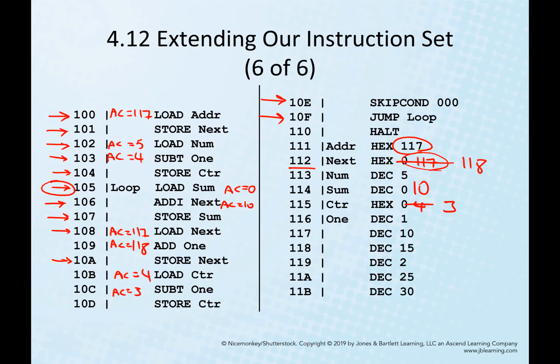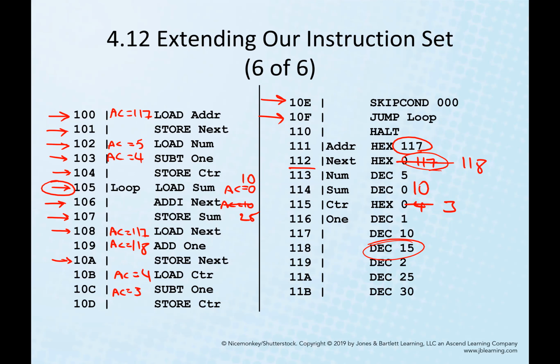Okay, this time I put a circle around it. 105 says load sum. So what is the value of sum at this time? 10. So 0 will be updated by 10. Add indirect next. So we go to next. Next this time is 118. 118 has a value of 15. The 15 will be added to 10. Total is 25. 25 will be placed in the accumulator. This time 25 is in the accumulator, and go on.